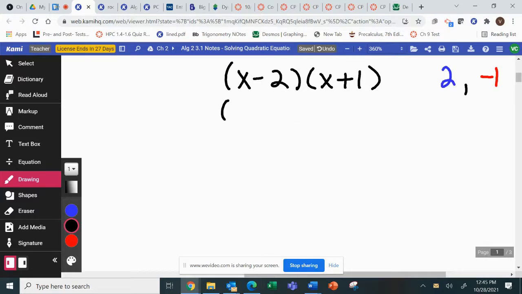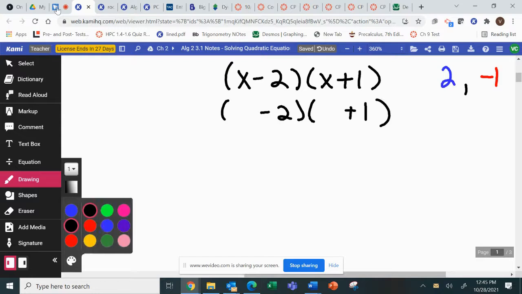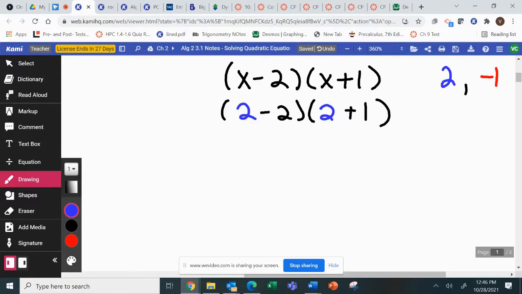So what I'm going to do is plug those in, and we're going to figure out something very important for us to know for this course. If I plug in 2 for both x's, so I'm basically checking what they said were the zeros or the roots or the x-intercepts or the solutions, I get for my first parenthesis 0 and my second parenthesis 3. And what's 0 times 3?